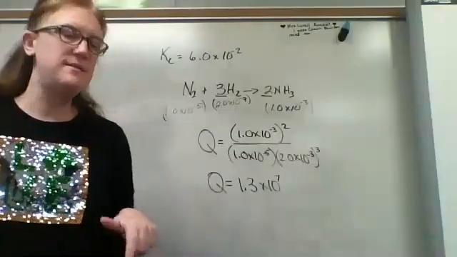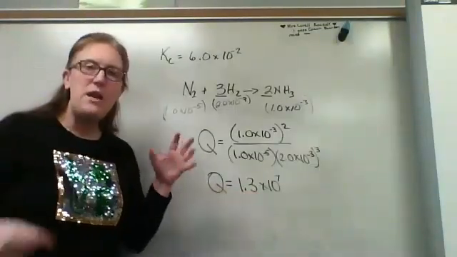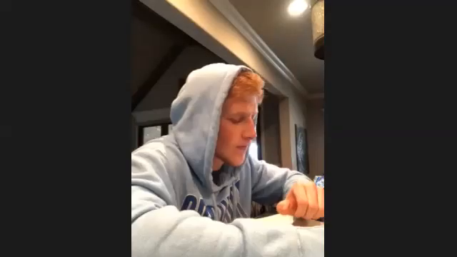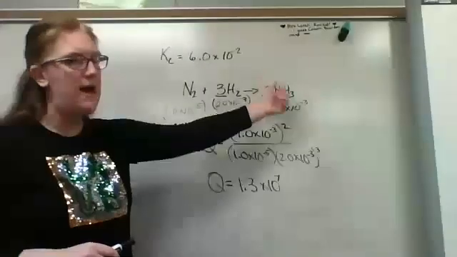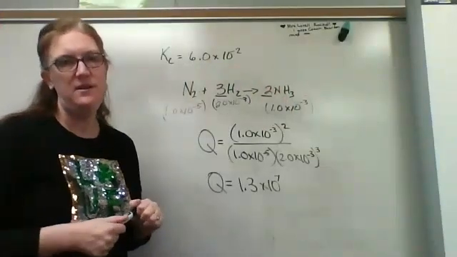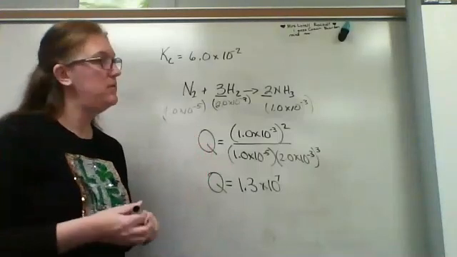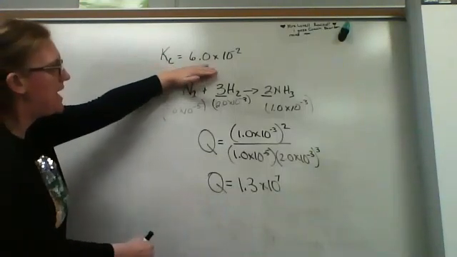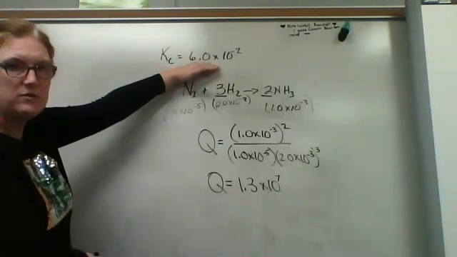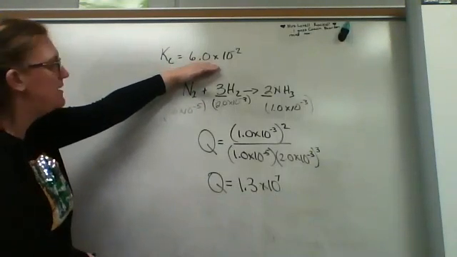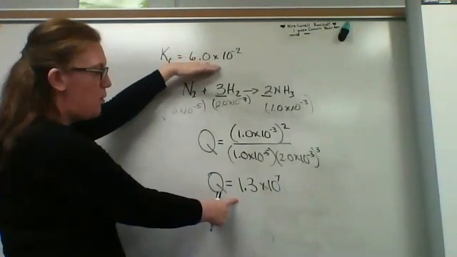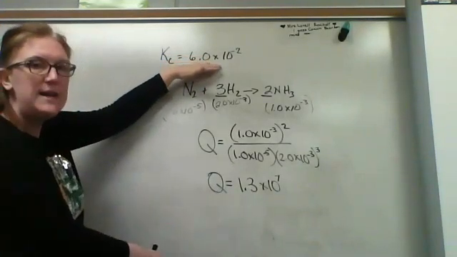Now let me ask you this. At these conditions, would the products be favored? Is it going to shift to the right or to the left? How do you know, compared to the equilibrium constant? You have to take these two values. You take the Kc value they gave you, which was 6.0 times 10 to the negative second, and compare it to the Q value, which is 1.3 times 10 to the 7th. Which one is bigger?